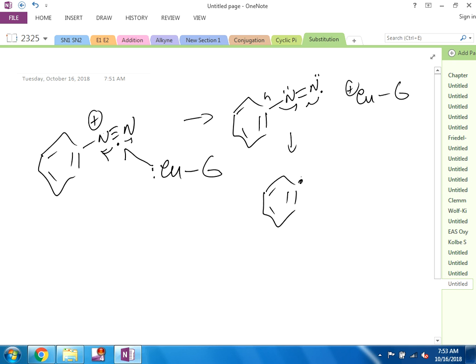Okay, and now we'll form a carbon that doesn't have a hydrogen on it. It just has a radical charge on there, right? Then I can take that radical and match it up with this radical, and then I can give back the electrons to the copper there. So the group becomes bonded to the benzene, which was the goal of this reaction, right?